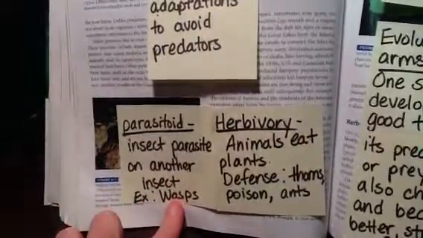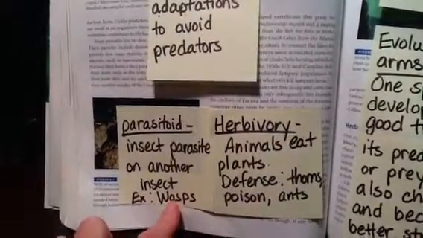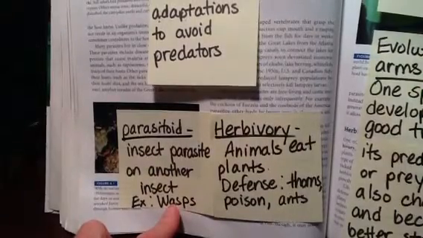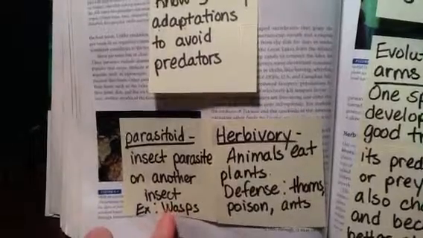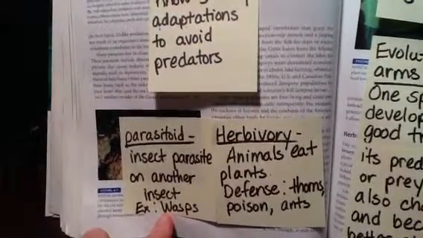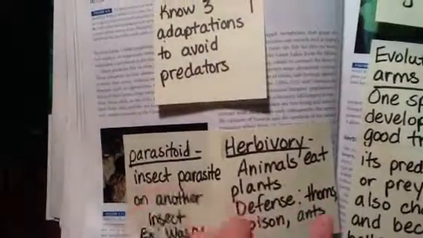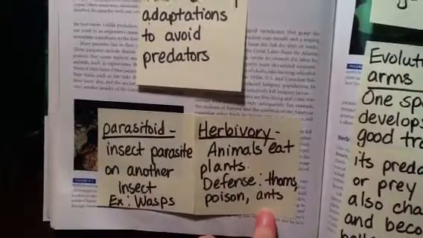Wasps are a good example. We actually use wasps in agriculture to eat bad insects that would eat our crops, and so we release wasps. Now, most of these wasps are non-stinging, so they don't actually hurt humans, but they will go and kill other harmful insects.